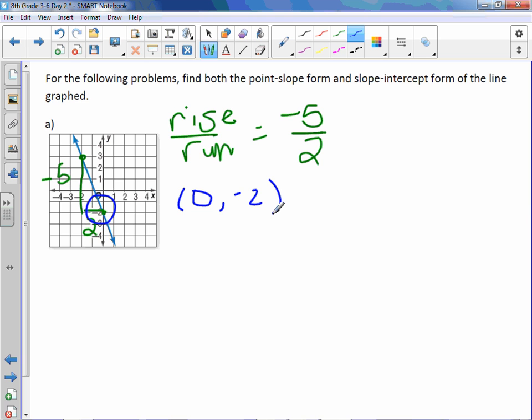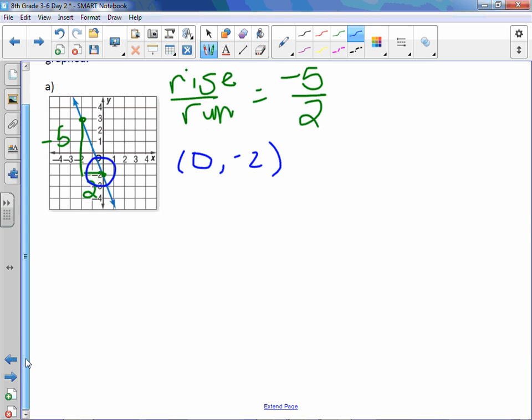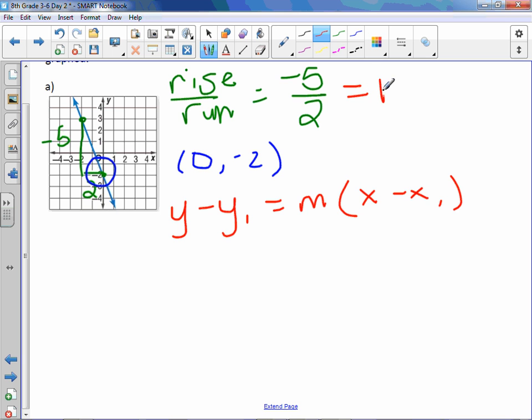I like using 0 when I can. It's not necessary, but it makes the simplifying a little easier. So now we write our point slope form. Y minus y1 equals m times x minus x1. Remember, your rise over run is your slope, therefore your m. And your point is your x1, y1.